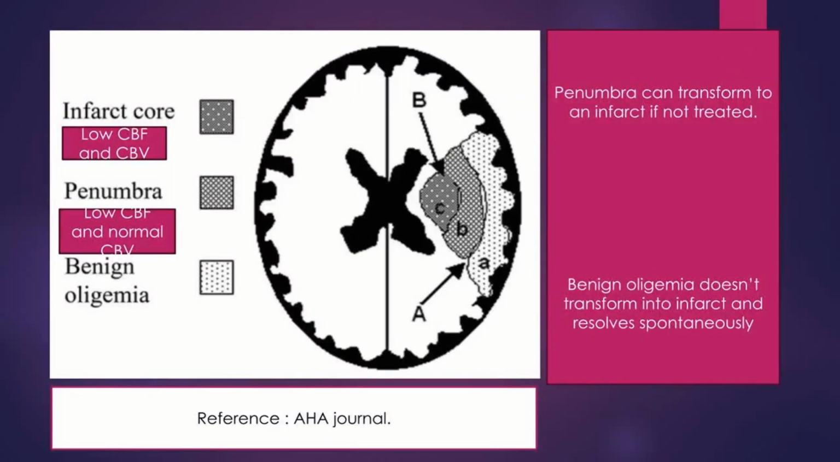This is a pictorial diagram to define core and penumbra. Infarct core has low CBF and CBV values. Penumbra, which is dying brain tissue, has low CBF but normal to increased CBV values. This needs intervention to salvage it.